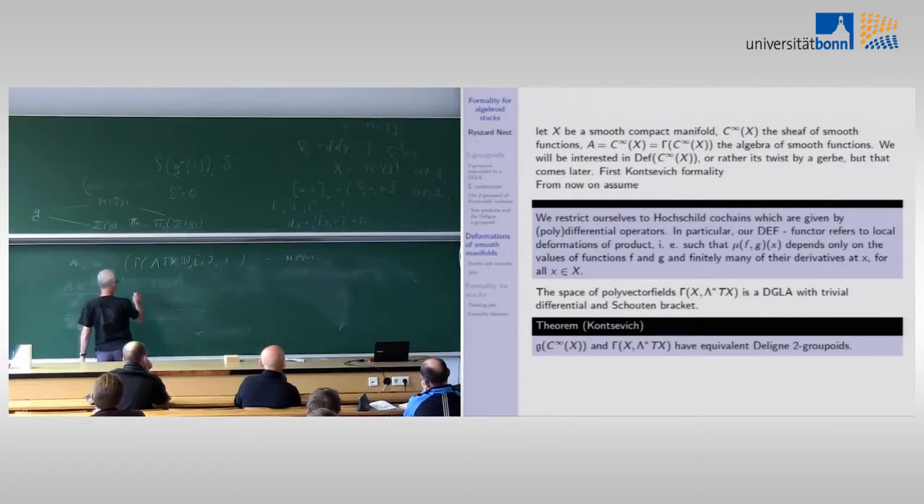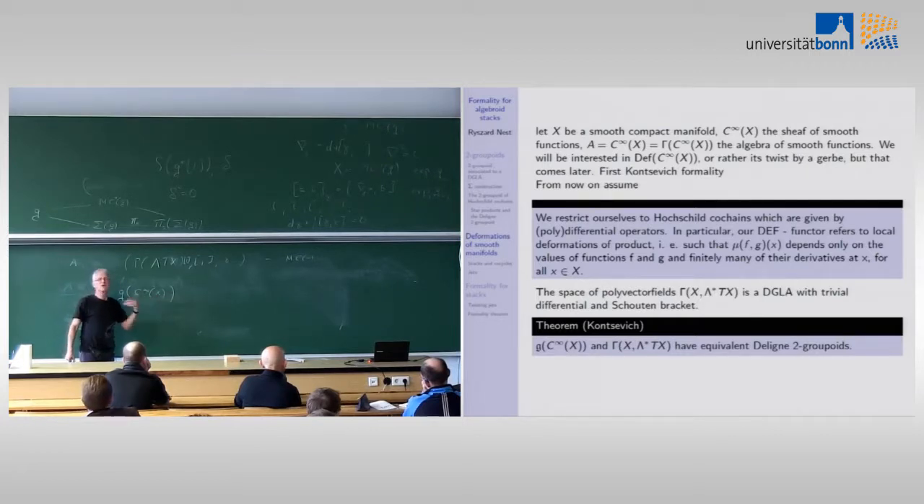On the other hand, I can look at C infinity of X, and this, as I noted, is the DGLA of Hochschild cochains. We will just look at local Hochschild cochains. Hochschild cochains are multilinear maps from this algebra to itself. We'll just assume that they are given by multi-differential expressions, so some differential operators.